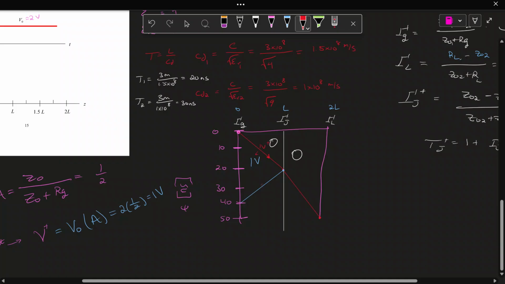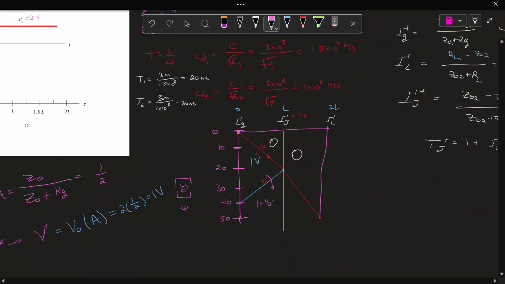Okay, so now we need to figure out what goes on this line. What goes on that line is your waveform value multiplied by the reflection coefficient. So what is the reflection coefficient? This is 1 over 3. So you take the value of the waveform, 1 times 1/3, that gives you 1/3 here. And now you add and cross the boundary. So 1 plus 1/3 is 4 over 3.